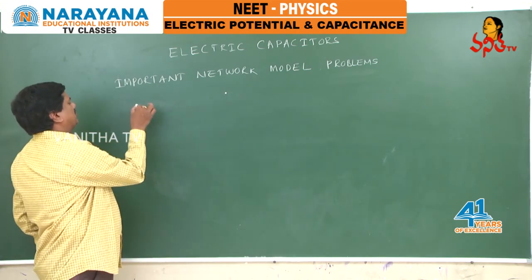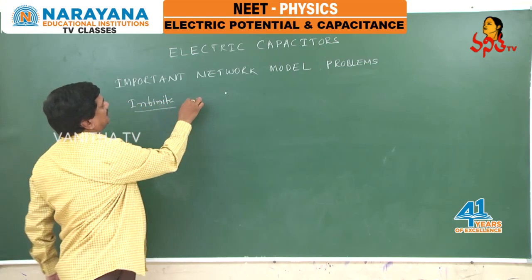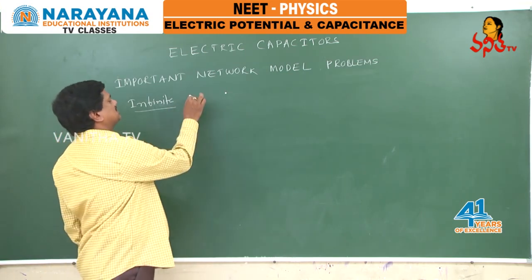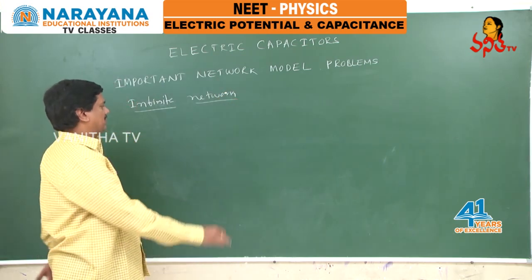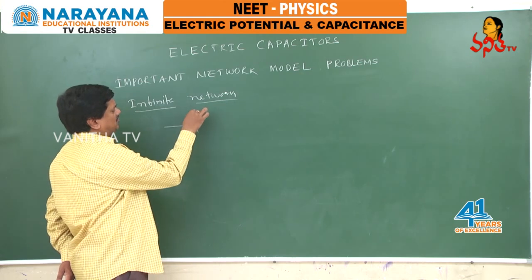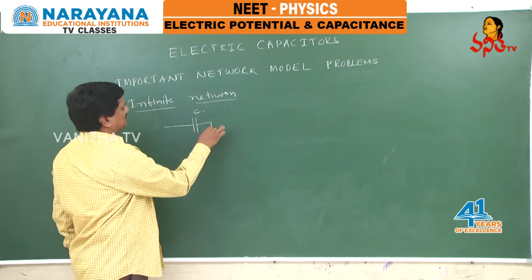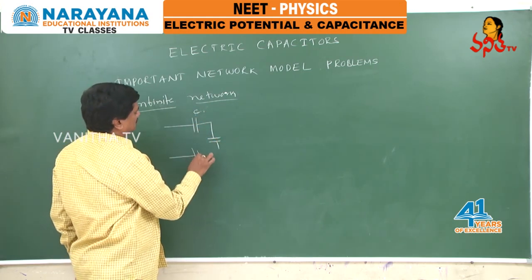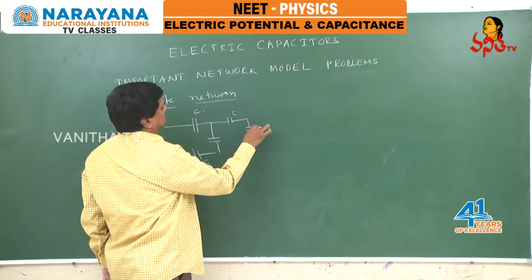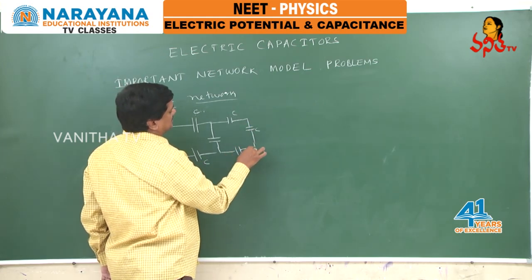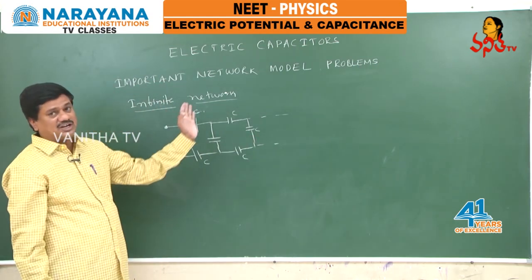One more important type of network is a network of infinite capacitors, or simply I'll write it as infinite network here. I'll try to solve one problem also. Let this be a 1 microfarad capacitor, all are equal. I'll take it as C. So 1 microfarad. This is also capacitor C, and this is one more capacitor, say C. If the capacitors are connected like this, and this part is repeated, how to calculate the effective capacitance of the combination? This is called an infinite network.